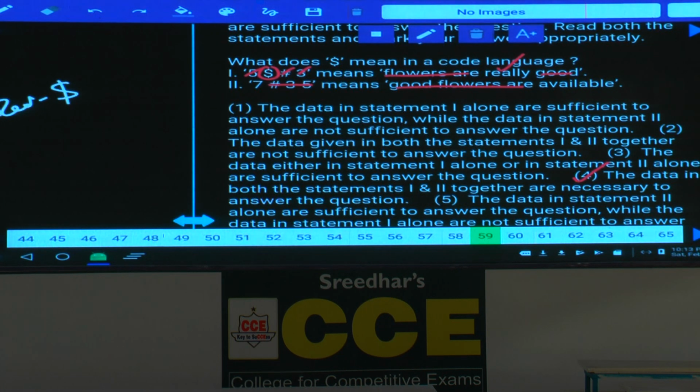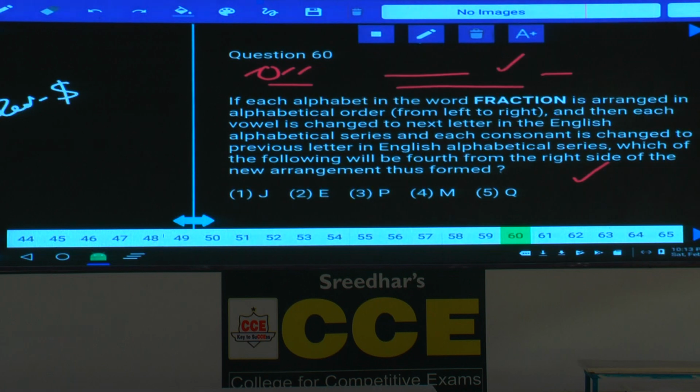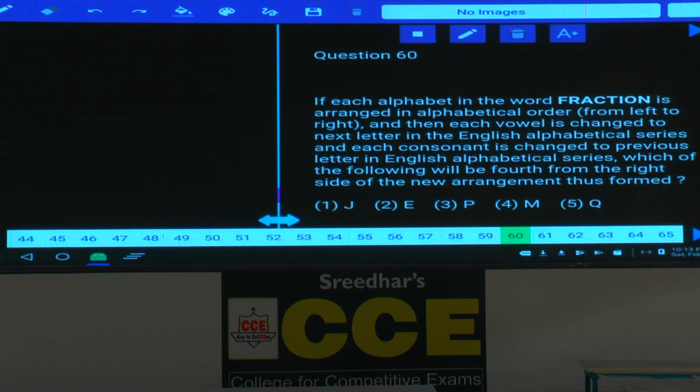And this is about question number 59. Then coming to 60, if each alphabet in the word fraction... now what is the word here? The word is fraction. Each alphabet in the word fraction is arranged in the alphabetical order from left hand side to right hand side, and then each vowel is changed to the next letter, isn't it?